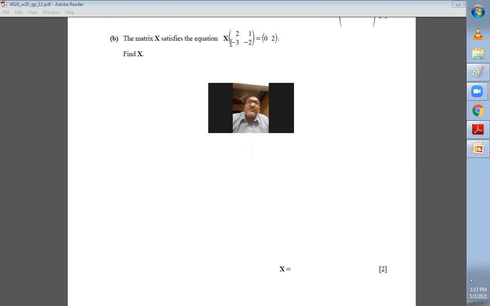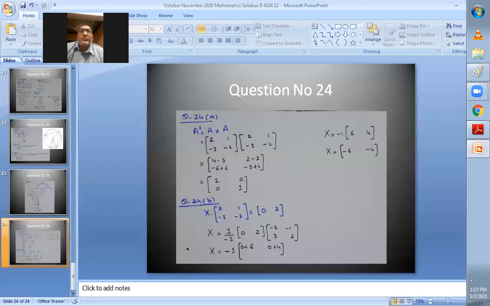So this matrix needs to go to the other side. It's multiplying here. When it goes to the other side, it will become its inverse. And because this matrix is in the second position on the left side, when it goes to the other side, it will also be in the second position. So let's move to the next part. I will take this to the other side. It will become inverse. Let me show you my working. Very simple and straightforward question.